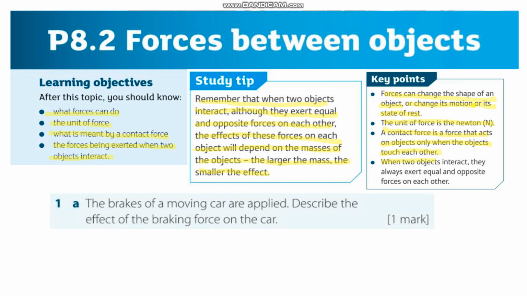When two objects interact, they always exert equal and opposite forces on each other, and that rule is called Newton's third law from Isaac Newton, which is also the person that the unit of force, the Newton, is named after. Okay, so let's get on with the questions then.